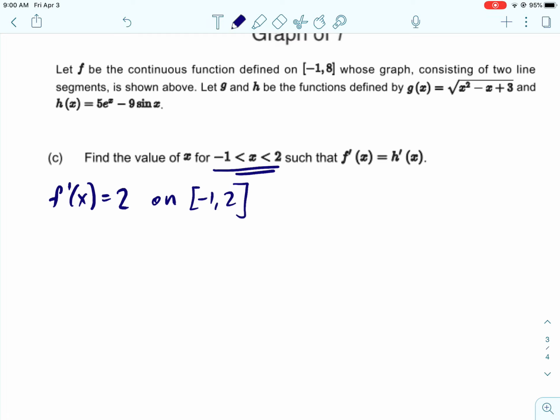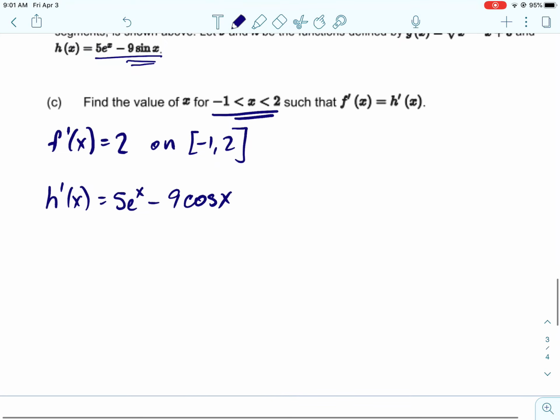So I would take a second and I'd write that down. F prime of x equals 2 on the interval from -1 to 2. So it's always there. Always 2 there. All right, so let's go ahead and find h prime of x by finding the derivative of h of x. This is not a hard derivative to do because we have e to the x, so it is its own derivative. And then the derivative of -9 sine of x is going to be -9 cosine of x.